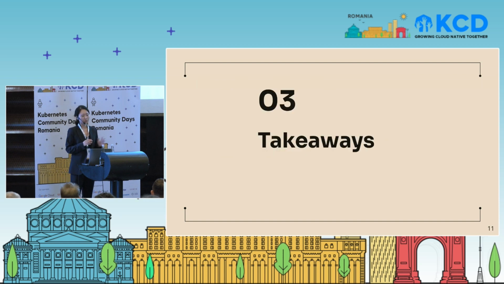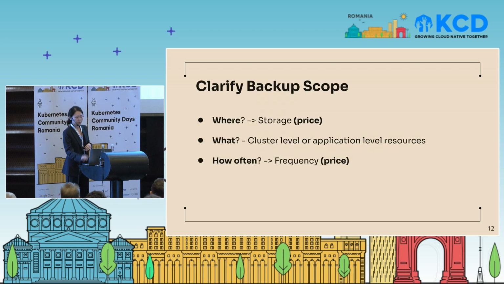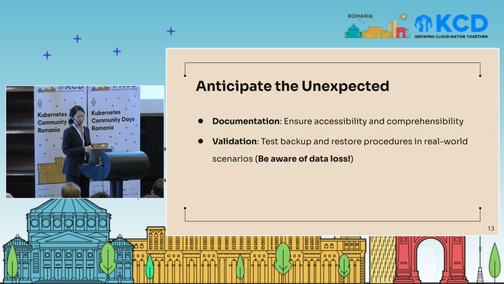While I was implementing a backup and restore setup, I got two takeaways. First, it's essential to have a clear understanding of what you want to back up and which fits your requirements: where, what, how often. Try to answer those questions. Of course, price matters in the cloud, so use resources efficiently for a better ROI.